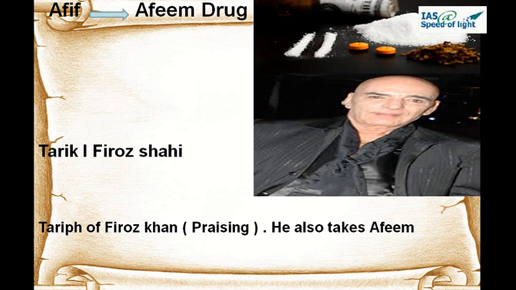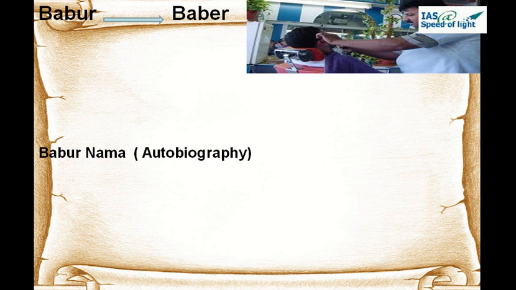Second, it was he in his own autobiography. He said how he suffered from the fatwas. Fatwa-e-Firoz Shahi. It was his autobiography. And now the third information which we are putting is with Afif, that is Afim. Again, he takes Afim and people praise him. God knows why. So Babar, coming to the next author, Babar.